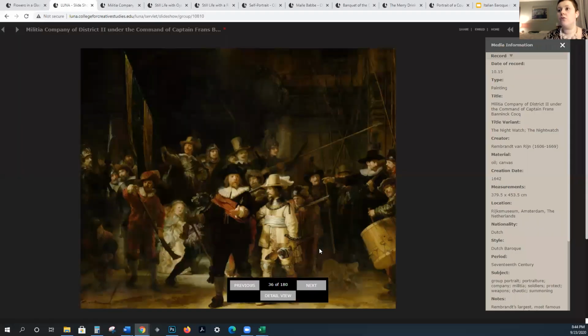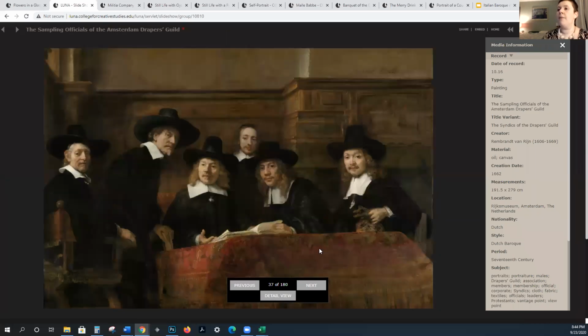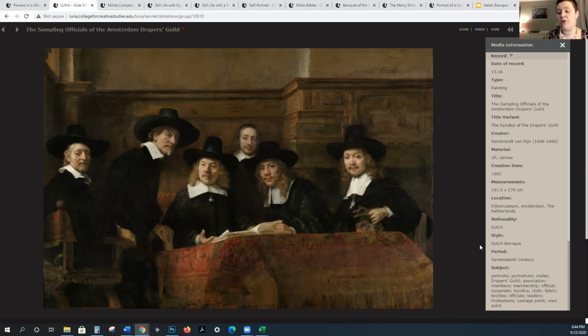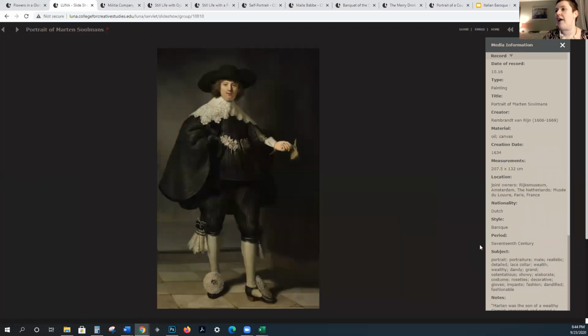All right, so moving on. Again, you can see how similar this is to the portrait of the regentesses of the old men's almshouse. But again, there's more movement inherent here. You're looking up at them. It's a more dynamic portrait than Frans Hals has.